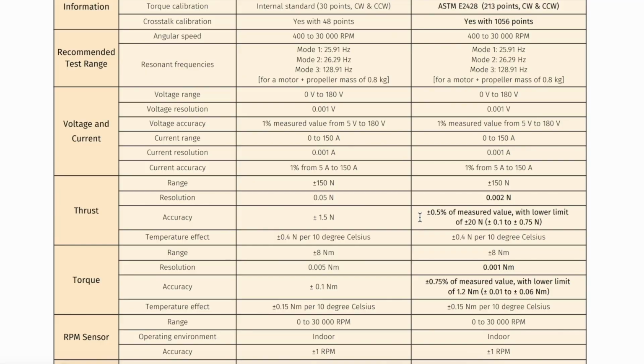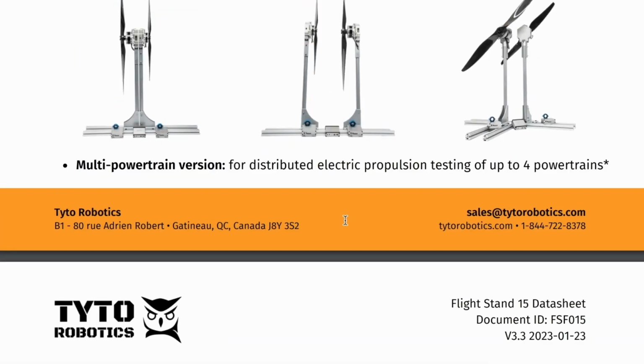One of the most important differences between the two stands is the measurement accuracy. With our standard test stands, there is a constant max possible error along the testing range. For the Pro version, the max possible error is a percentage of the measured value. Here's how that looks on the graph.